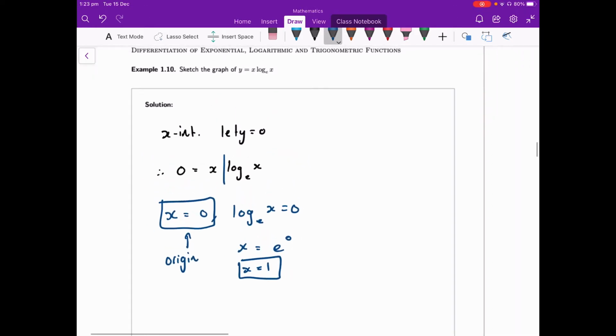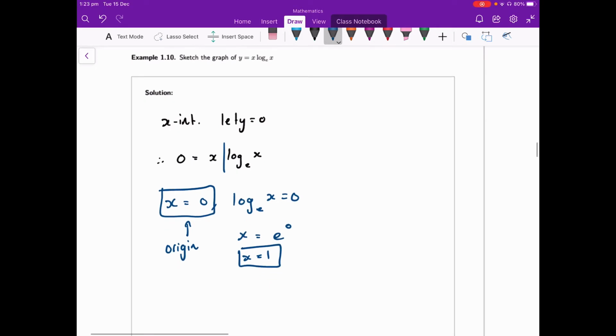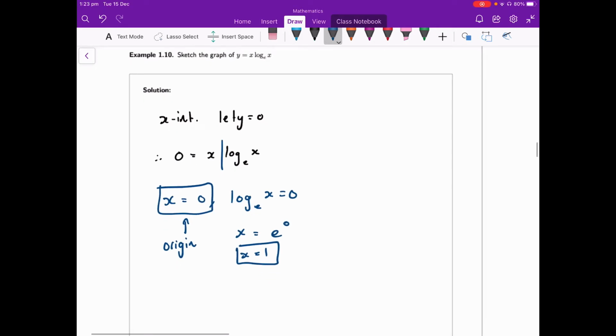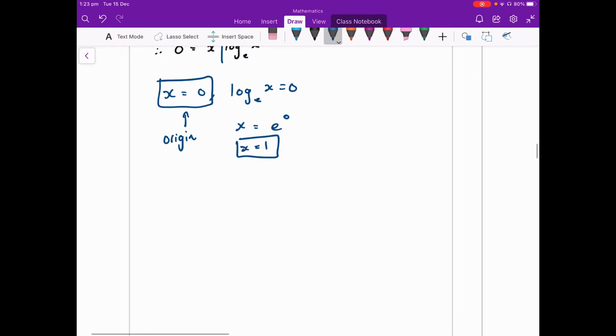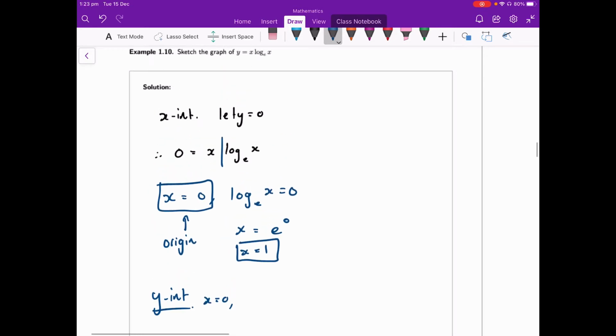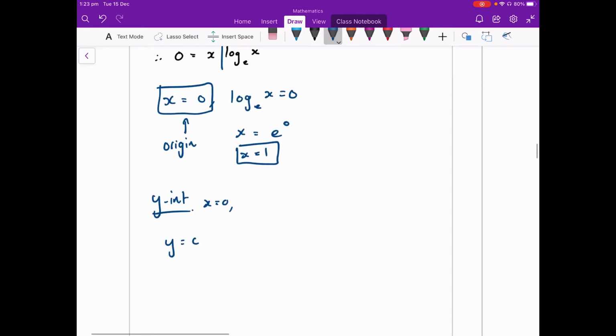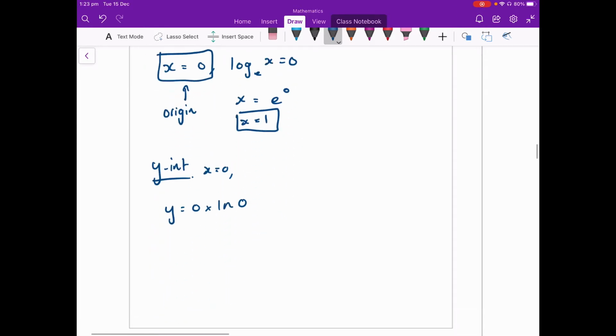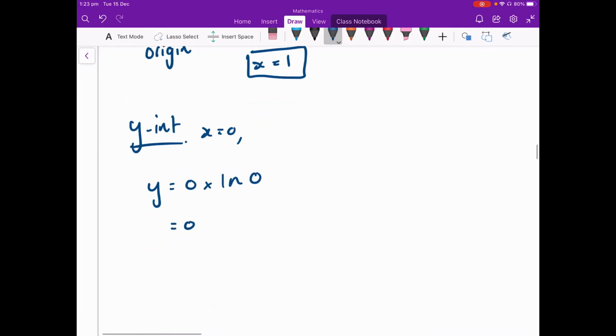Now, that'll be the only y-intercept here actually, because when I let x equal 0, I'll get y is equal to 0 multiplied by ln 0. So that'll be just 0. So I'm only getting one there.